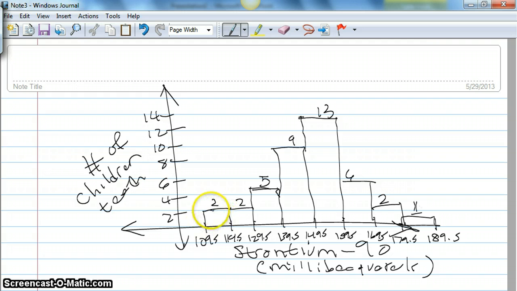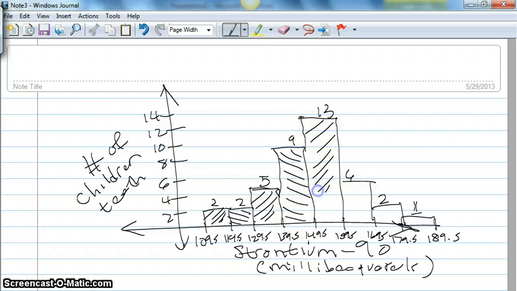Now, if you want to shade each vertical bar an alternating color or pattern, that's fine, but that's the extent of the embellishments you want to make to your graph. You don't want to do anything else. The only reason I'm shading in alternating colors is so you can distinguish these bars a little bit more carefully, right? And this is your histogram.